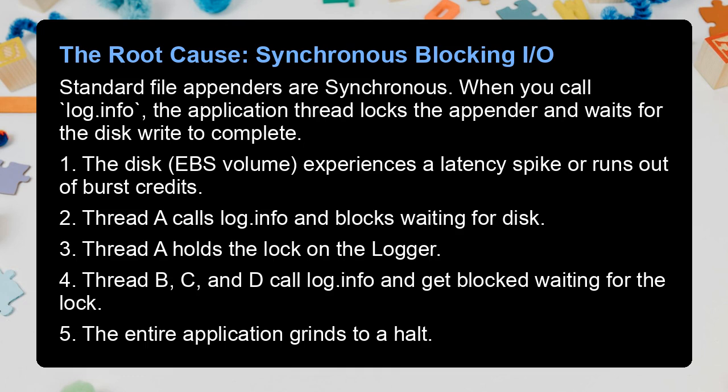1. The disk, an EBS volume, experiences a latency spike or runs out of burst credits. 2. Thread A calls log.info and blocks waiting for disk. 3. Thread A holds the lock on the logger. 4. Threads B, C, and D call log.info and get blocked waiting for the lock. 5. The entire application grinds to a halt.